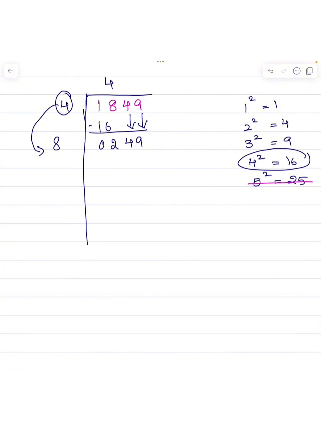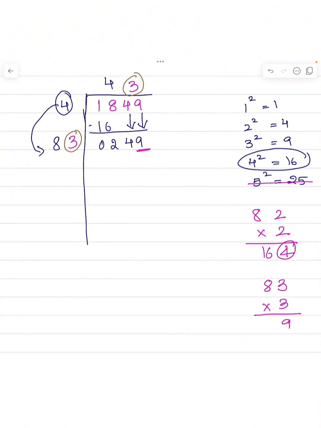Now again, I need to find a number and write it 2 times. So let's take a number. Again, let's try with 2. But remember, if I multiply 2 with 2, then in the units place I get a 4. So this may be my answer, but this is always a hint. What do I need? I need a 9. So I can try, let's write 3 here. I can try by 3 or 7 if needed. 83 times 3 gives me 249, which we needed.